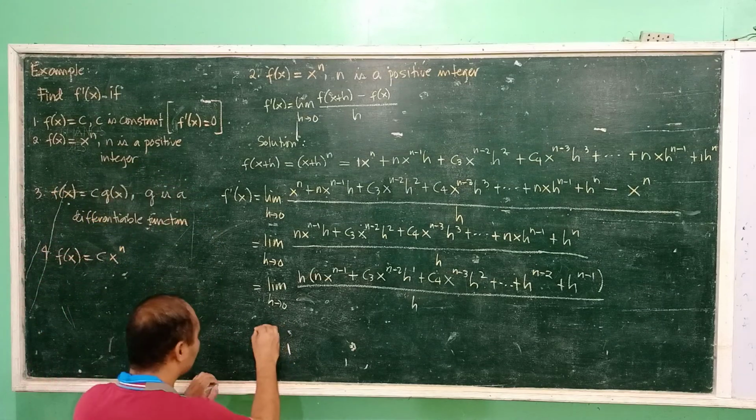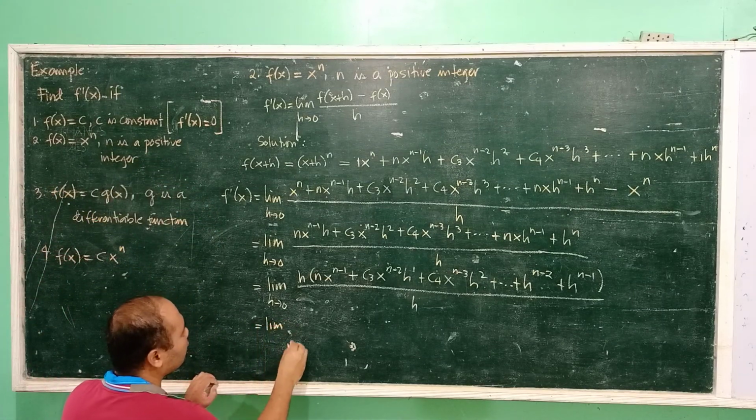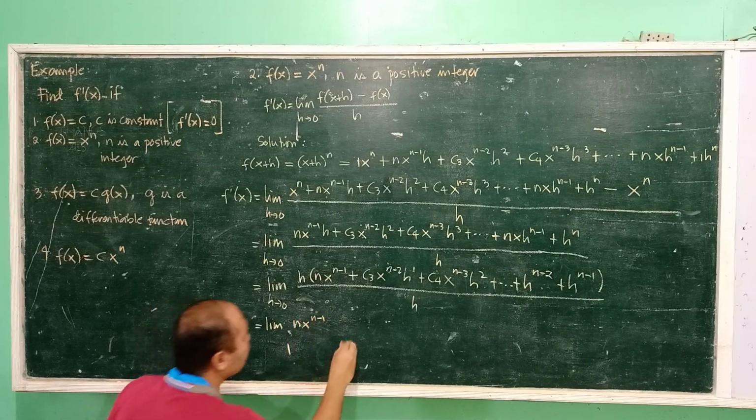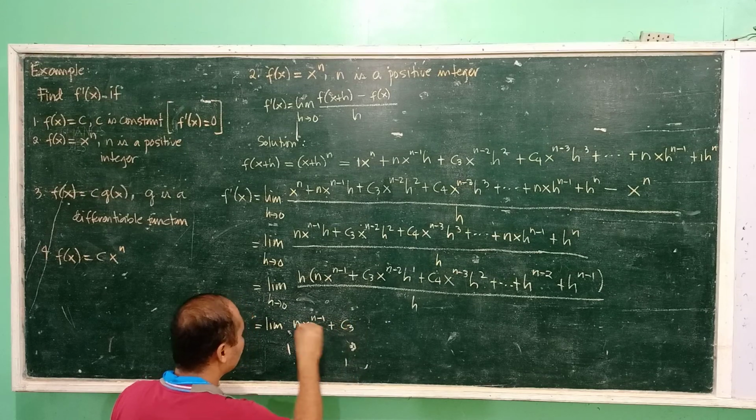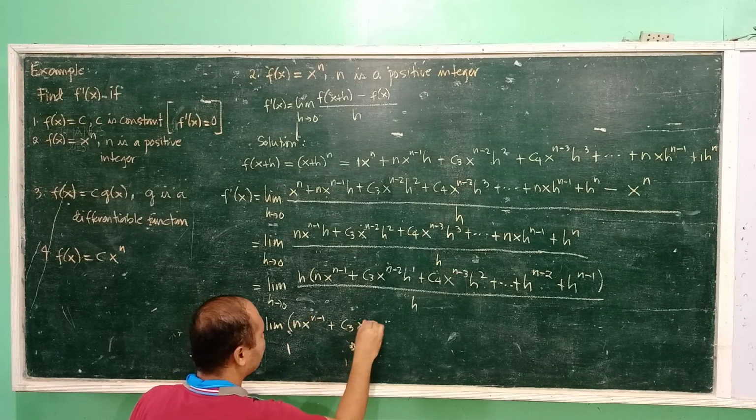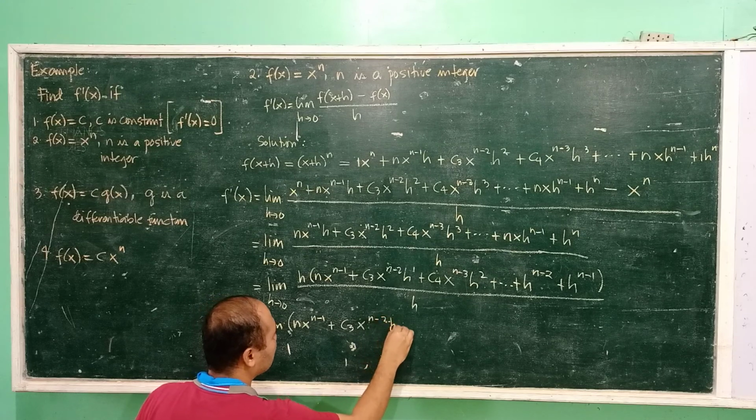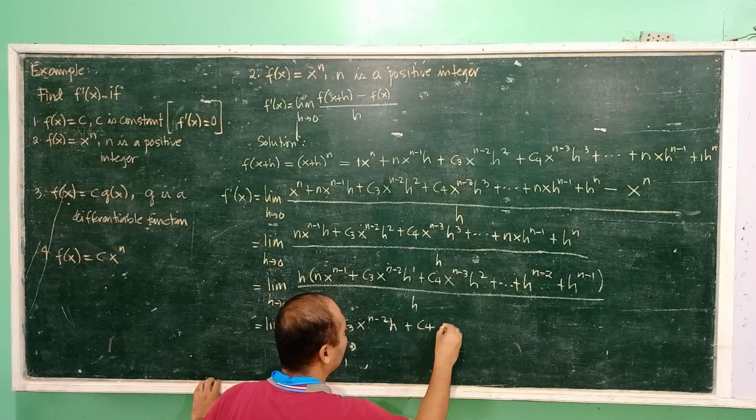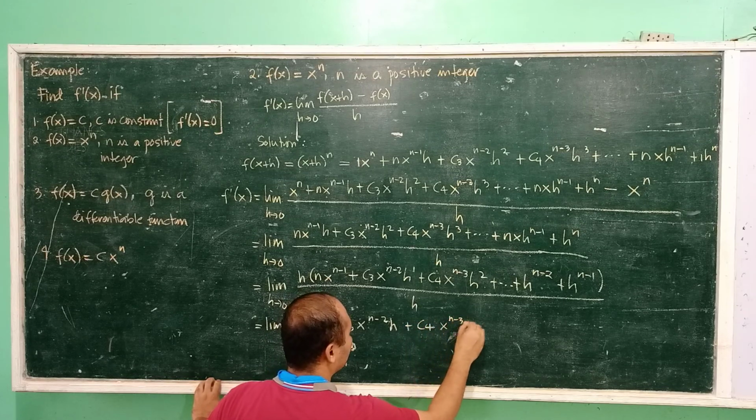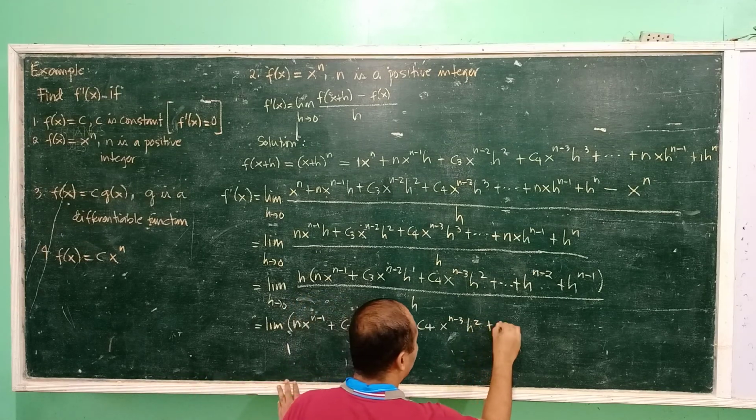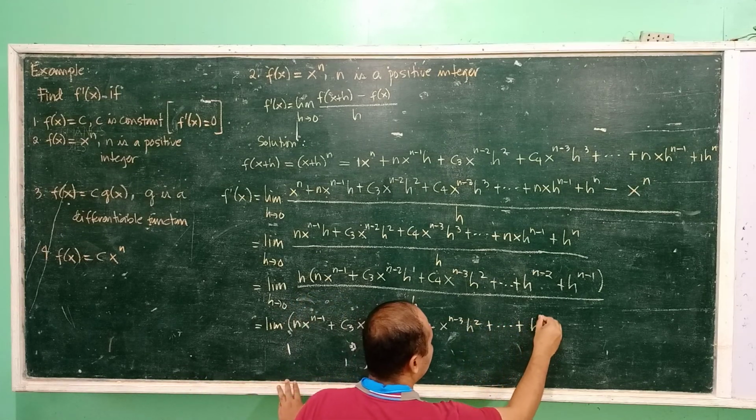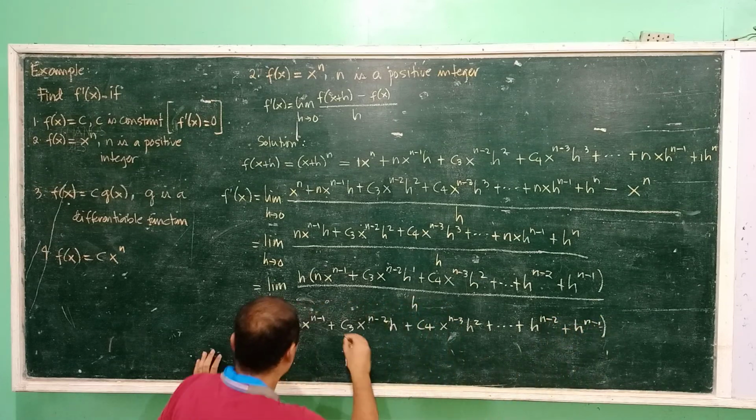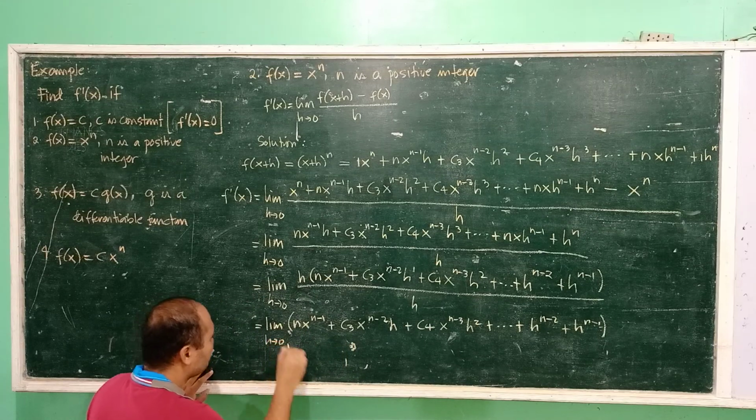So you'll be left with the limit of n, x to the n minus 1 plus c3, x to the n minus 2, h plus c4, x to the n minus 3, h squared plus, you have h to the n minus 2 plus h to the n minus 1, as h approaches 0.